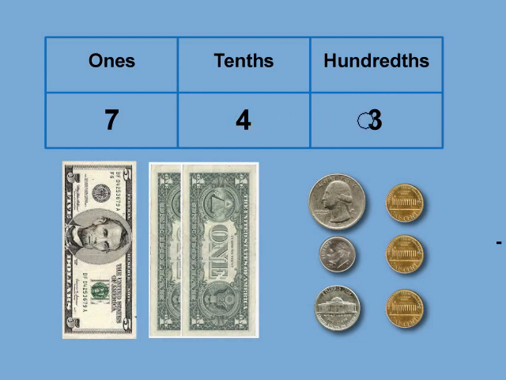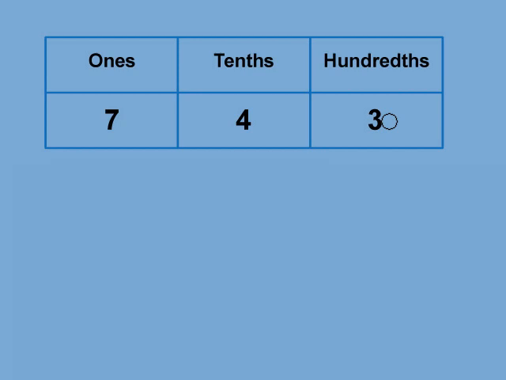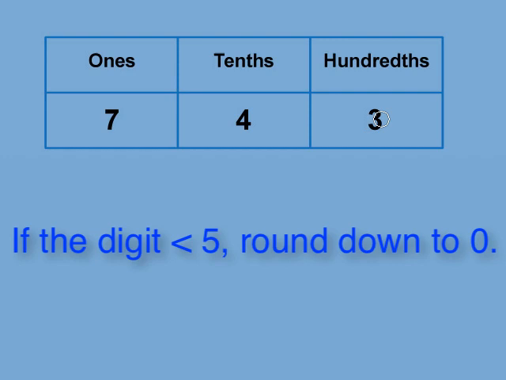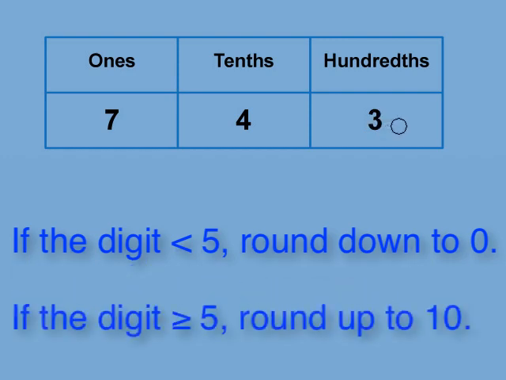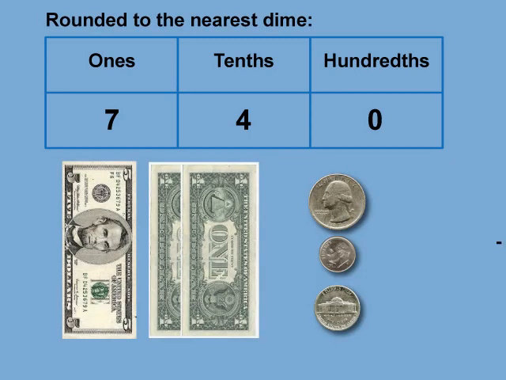To round to the nearest tenth, let's look at the value in the hundredths place. The digit in the hundredths place can go from 0 to 9. In rounding, if a digit is less than 5, then we round down to 0. If the digit is 5 or more, we round up to 10. With a 3 in the hundredths place, rounding means rounding down to 0. So rounding to the nearest dime, $7.43 is $7.40.